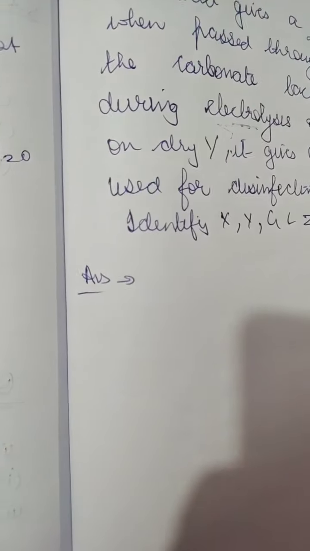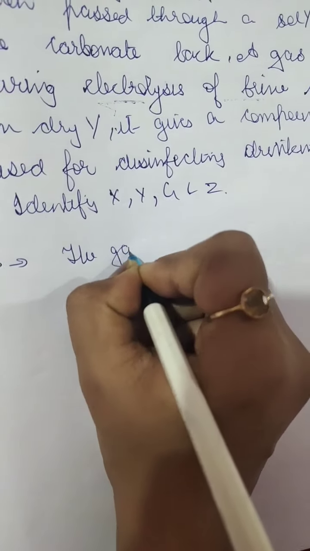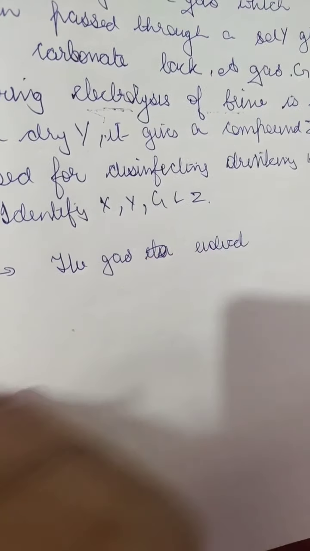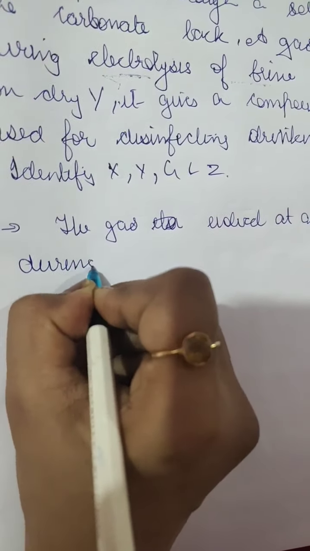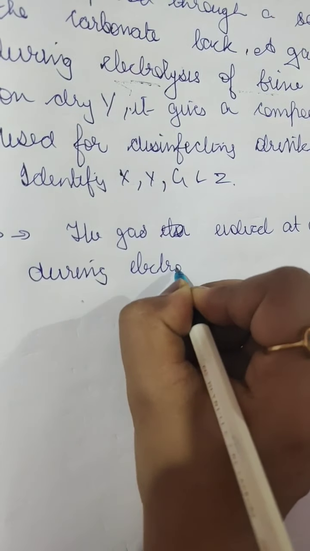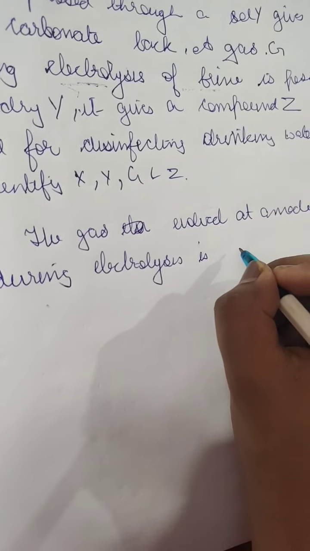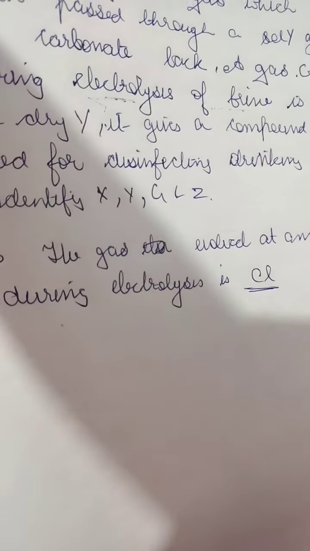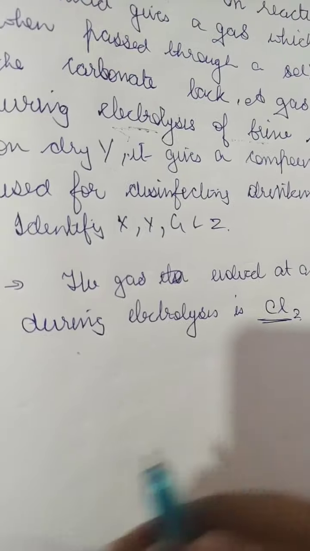So here, okay, the gas evolved at the anode during electrolysis of brine is chlorine gas. We know that it is the chlor-alkali process, and the gas we get is chlorine gas. Okay, so that is Cl2, chlorine gas.